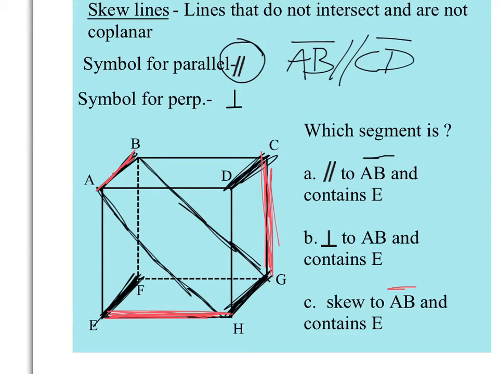Perpendicular is what it is. We already know what perpendicular means. So we want a line that's perpendicular to AB and contains E, and here's AB again, and that's clearly AE, forming a right angle. So, know those three. Two of them you're already pretty familiar with, but skew also.